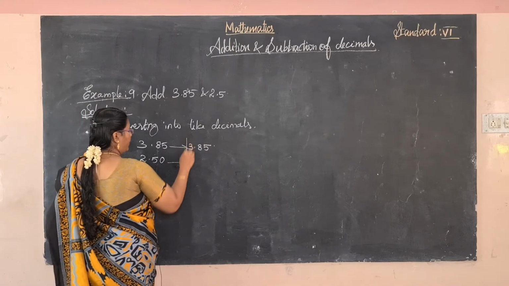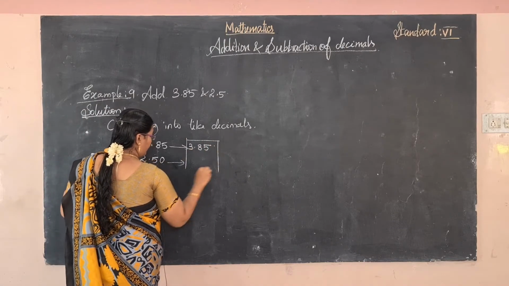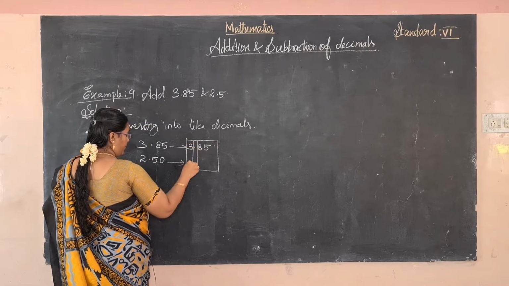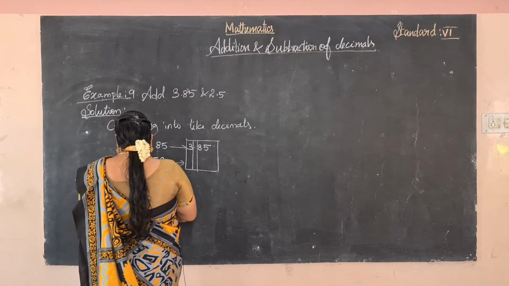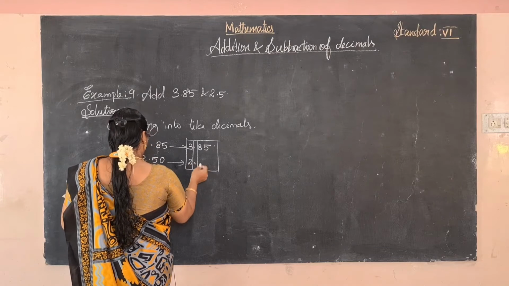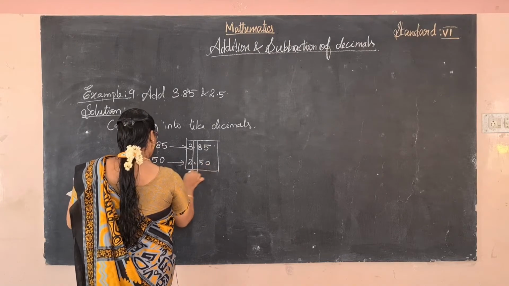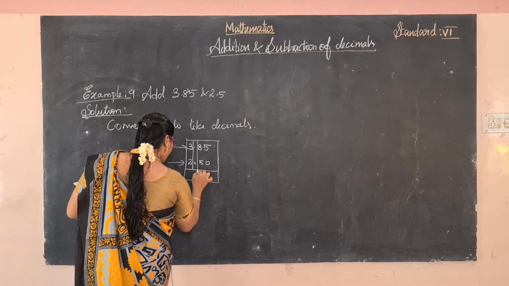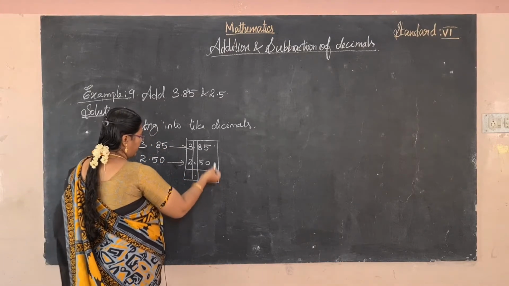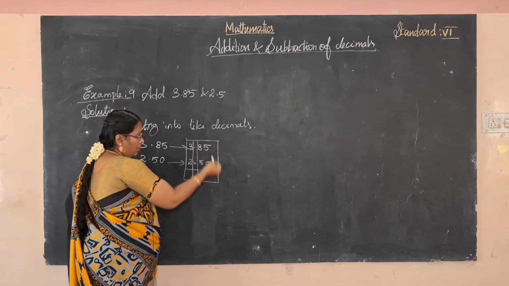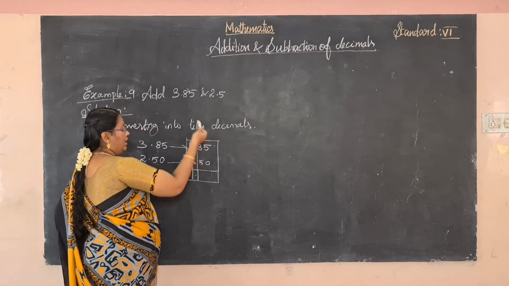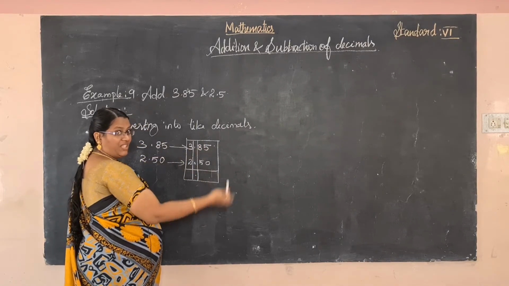If you want, you can put it in a column, but you need not put the column. One problem you can do like this: 3.85 and 2.50. Now as usual addition. Start from the ones. In any addition or subtraction, start from the right side.